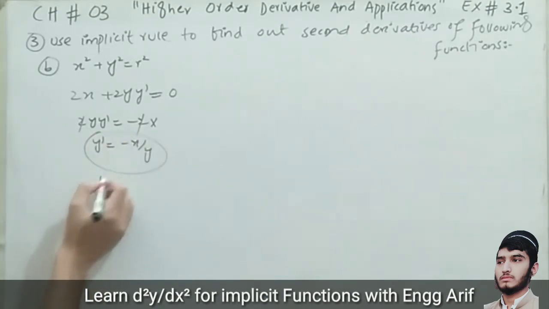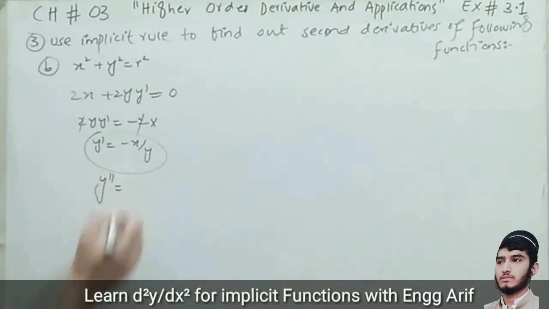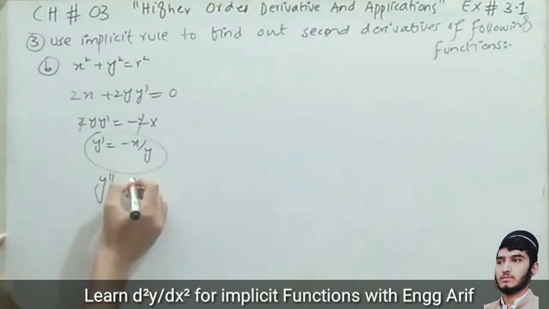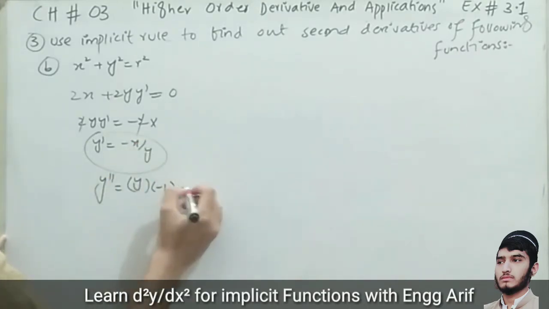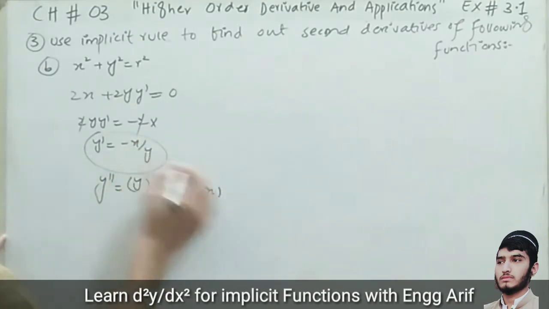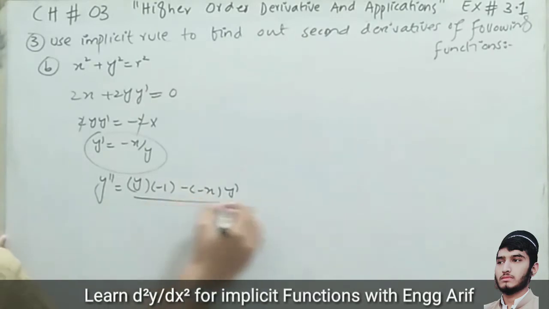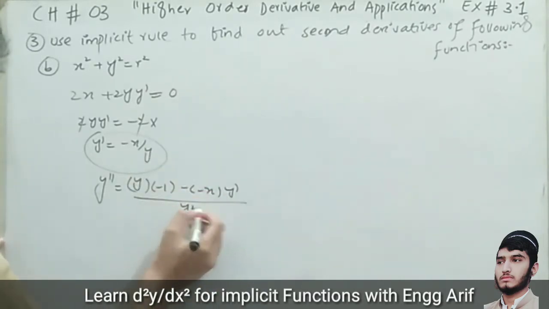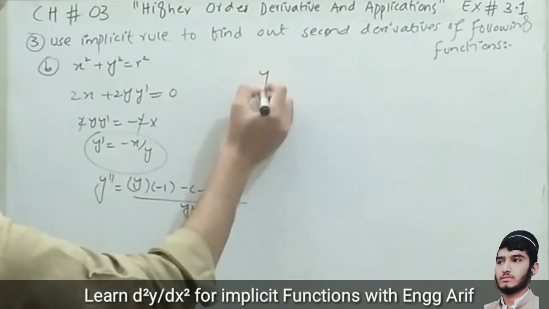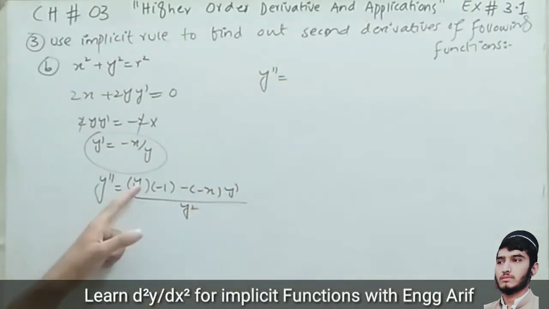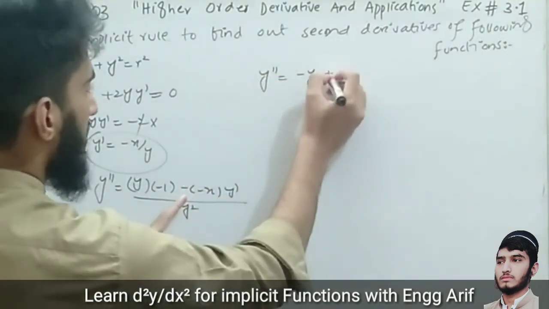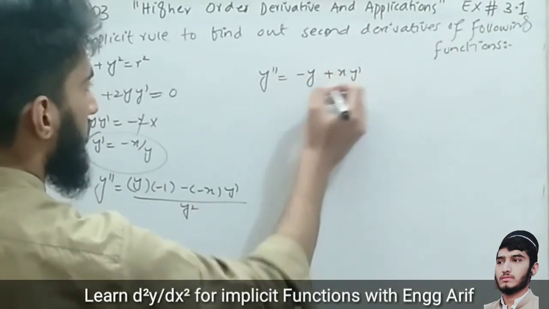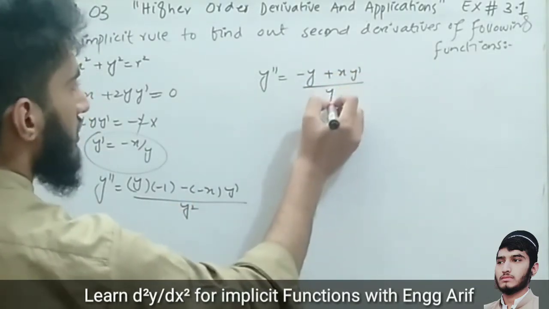For the second time derivative, it becomes y double prime will be equal to the second function, and derivative of the first function is minus 1, minus time of first function minus x, and derivative of this function is y ratio divided by the second function square. So after this, our y ratio will be equal to the minus y, and after this, it will give us plus x y ratio divided by y square.